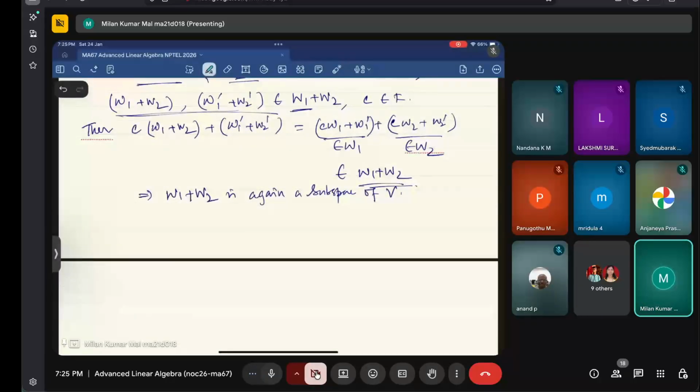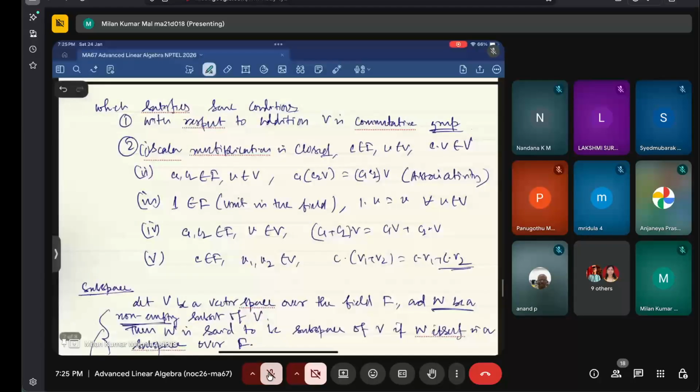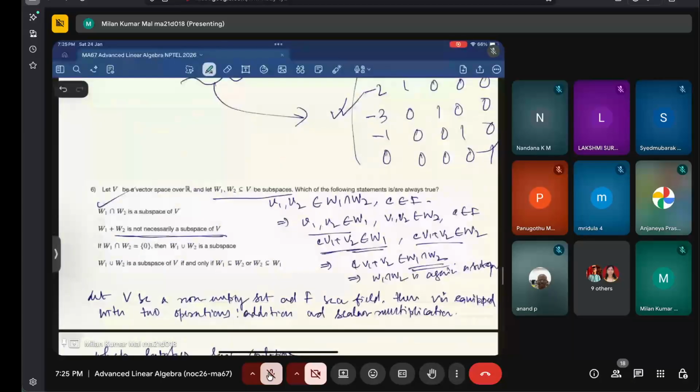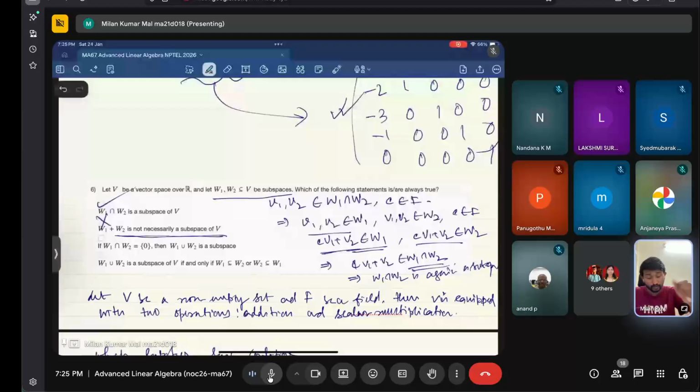So that means the second option is actually false. The other two options I am checking. Just 1 second. Okay, so the second option is false.